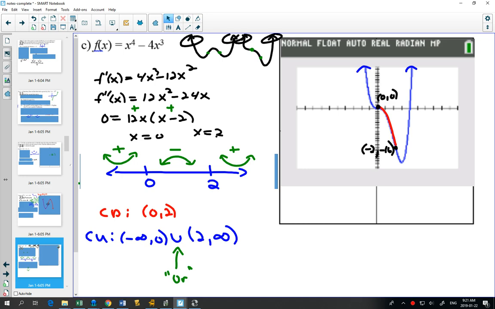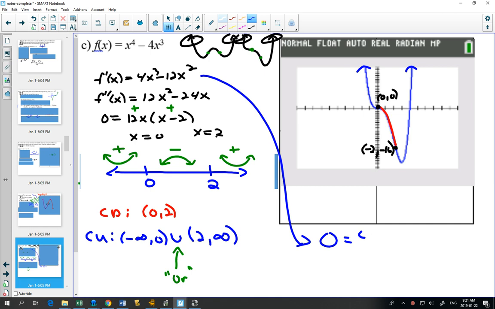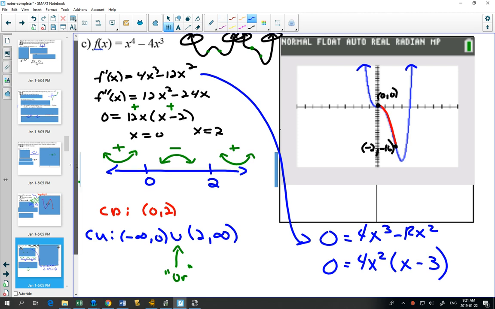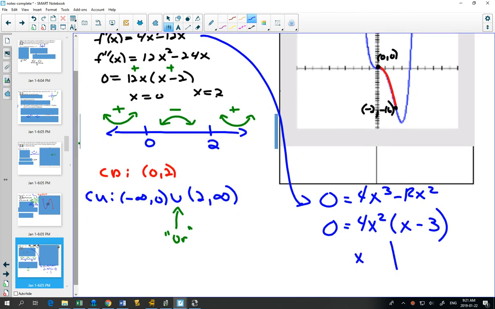Just for fun, well, I mean, this has all been fun so far, but if we look at our first derivative and you set your first derivative equal to 0, can you see that you could factor out a 4x squared? If I factored out a 4x squared, I'd be left with x minus 3. When is my first derivative equal to 0? At x equals 0 and x equals 3.